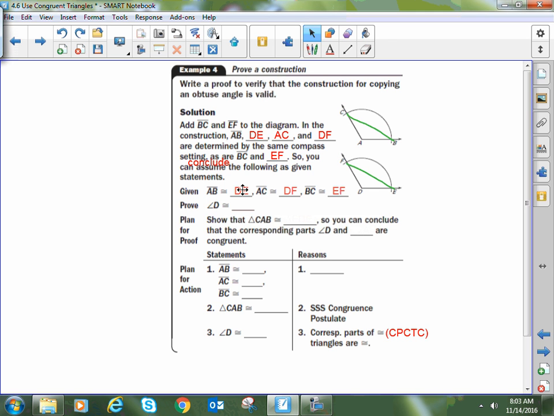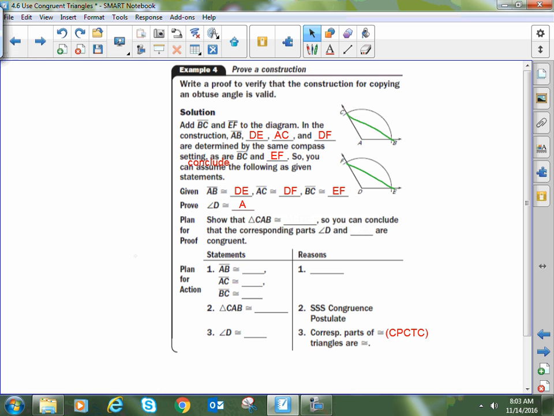Let's go ahead and start with the given information. We're given that AB and DE are the same, because the way we constructed them with a compass, DE and DF, AB and AC, are simply a radius of the same circle. What we want to show is that angle D and angle A have to be the same. That's ultimately what we're trying to show.